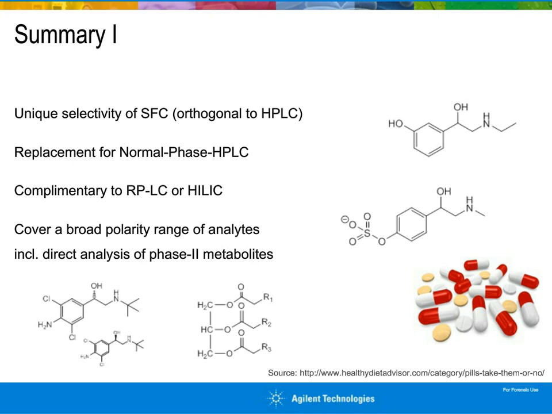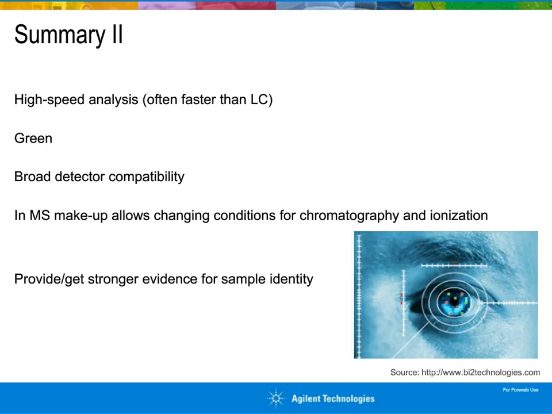Summary number 2, it is faster than LC most of the times, as we don't have to prolong the chromatography for the very polar compounds at the beginning. It is also called the green technique because we need much less solvent, as we are using CO2 for the majority of the column flow. It has broad detector capability. We can also connect an electrospray interface, which was used, but also atmospheric pressure chemical ionization for the more non-polar compounds, as this is needed.